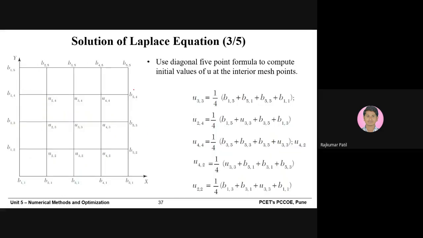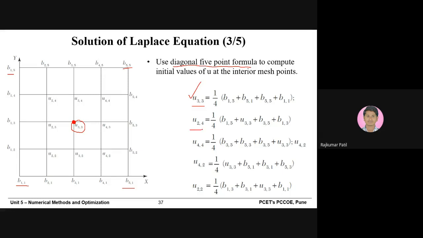Now let's see how to use the diagonal 5-point formula to compute the initial values of u at the interior mesh points. So let's start with u33. Here you can see u33 is there. This is the node we are interested in. So b15 plus b51 plus b55 plus b11. Take the average of these 4 data points, and you can calculate u33.